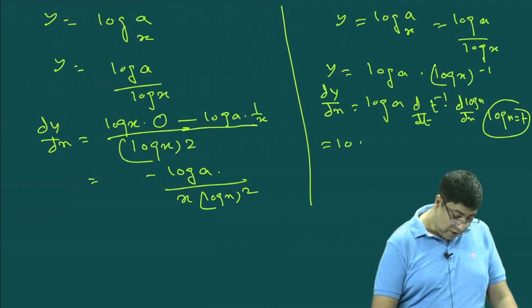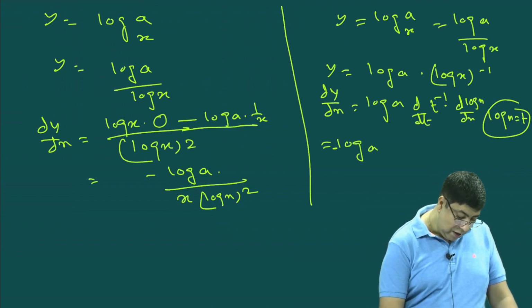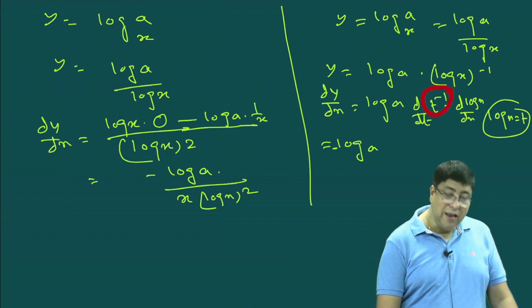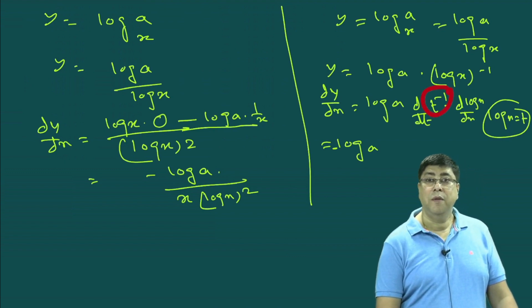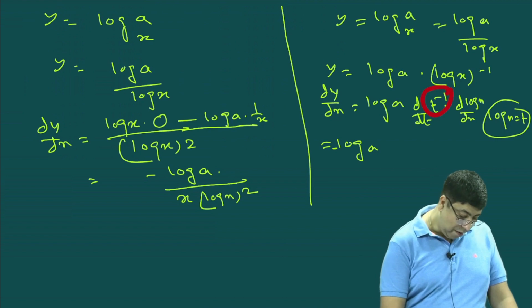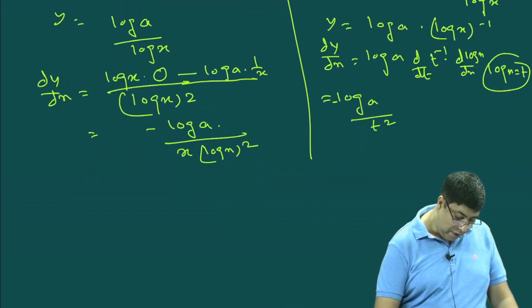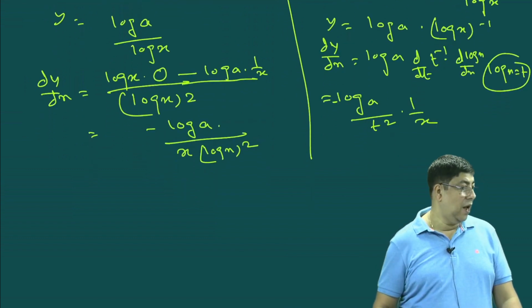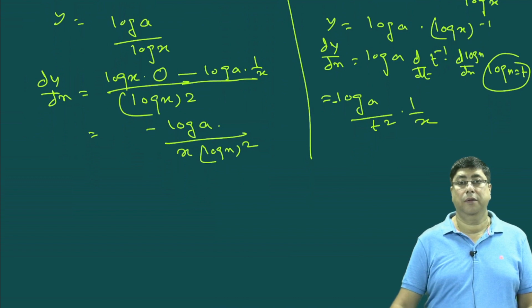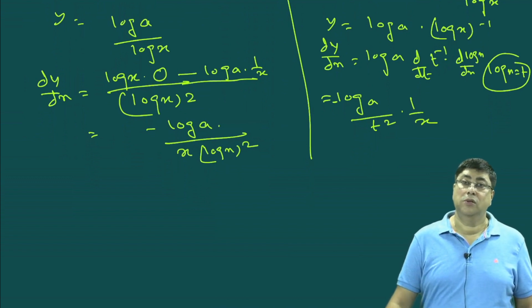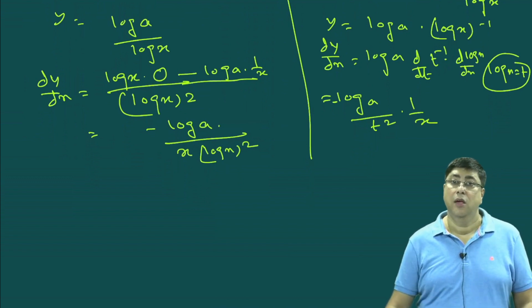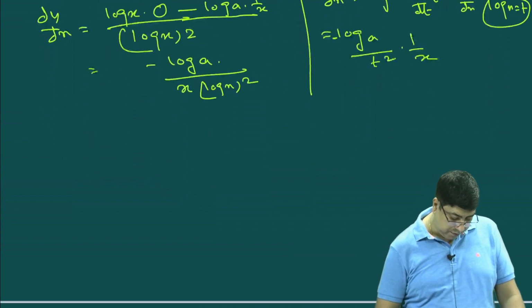For example, this is coming log a into minus 1 by t square, because x to the power n gives n x to the power n minus 1; t to the power minus 1 is minus 1 into t to the power minus 2. So minus 1 by t square, minus is outside, 1 by t square into the derivative of log x, which is 1 by x. It is a direct method, everybody. We can solve the differentiation directly in this way. For example, one more sum.